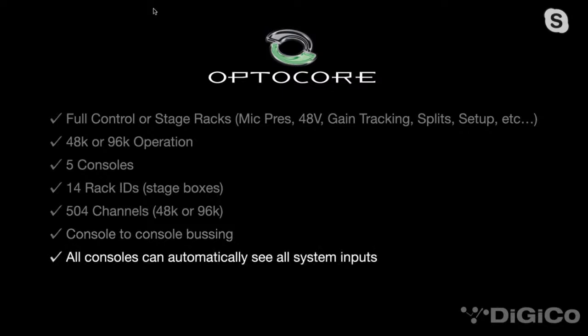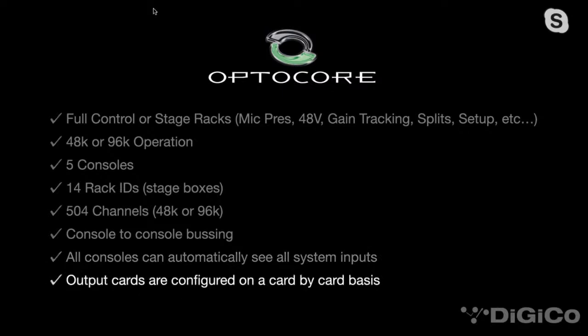All right, all consoles can automatically see all inputs. So that means that when a device with inputs is added to the network, they just show up to all the other consoles. It's automatic there as well. And then output cards are configured on a card-by-card basis. That means me at front of house can have the outputs that I need, monitors can have the rest of the outputs, and of course, broadcast gets what they get as well.